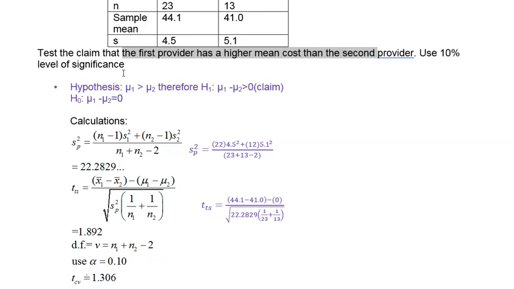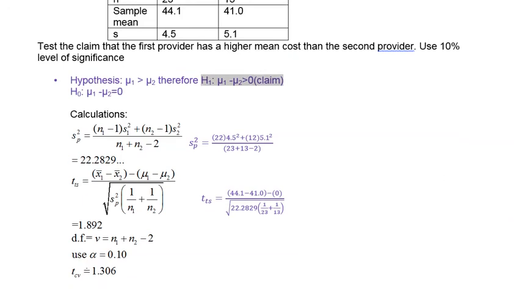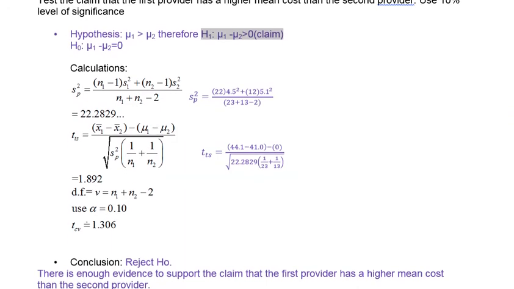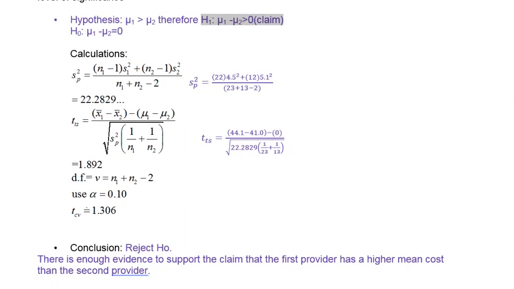As before, when we're rejecting the null hypothesis, we're saying this one is wrong, we're supporting the alternate. And since our claim is the alternate, we end up supporting the claim that the first provider has the higher mean cost than the second provider.